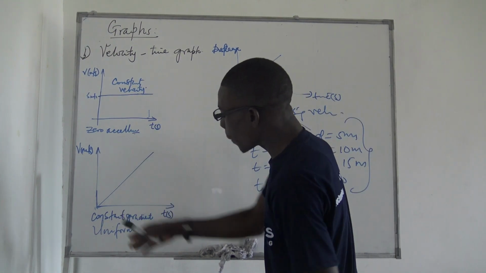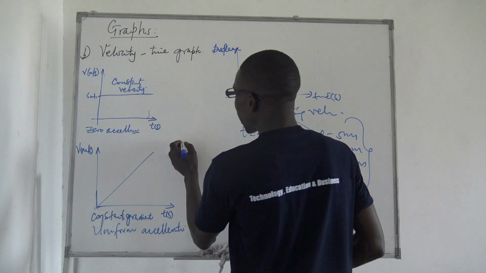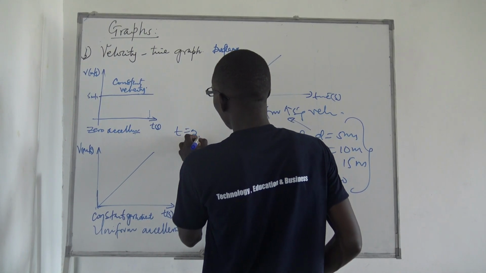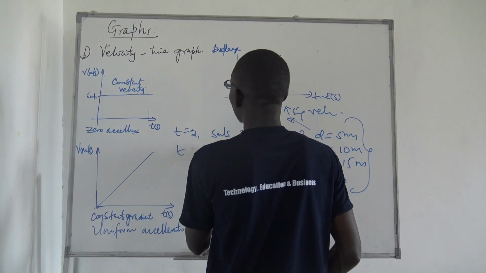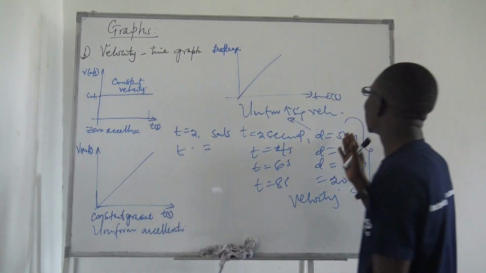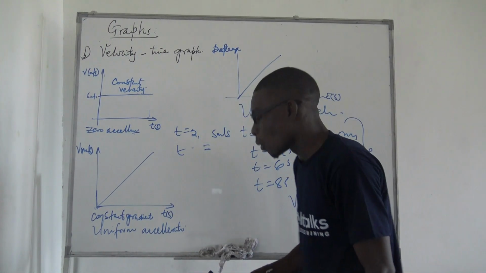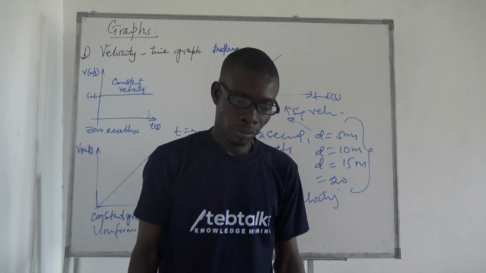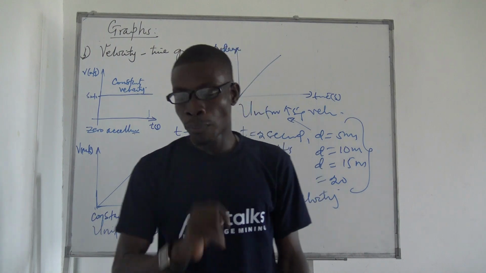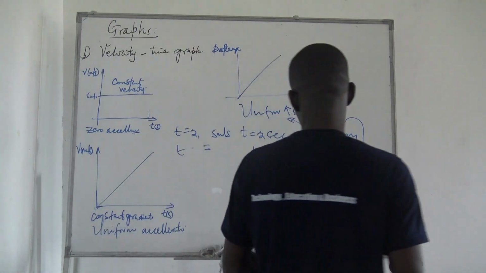But if it so happens that after every 2 seconds, you increase the velocity by 5 meters per second, another 2 seconds, you increase by 5 meters per second. Here it is meters, but here velocity is the one we're increasing. We say that is uniform acceleration. Clear? I hope we have gotten the difference between the two.